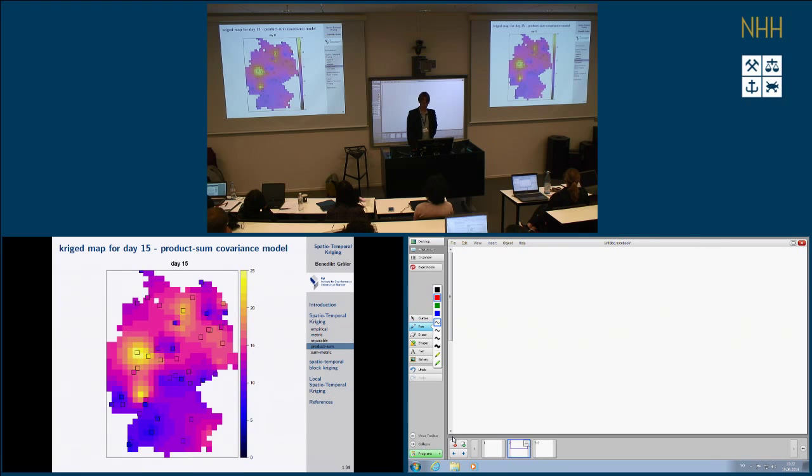And we get another creased map. And in this model, the local point here suddenly has, again, a bit more influence. So maybe this might be the better model to really describe the process than the other ones before.